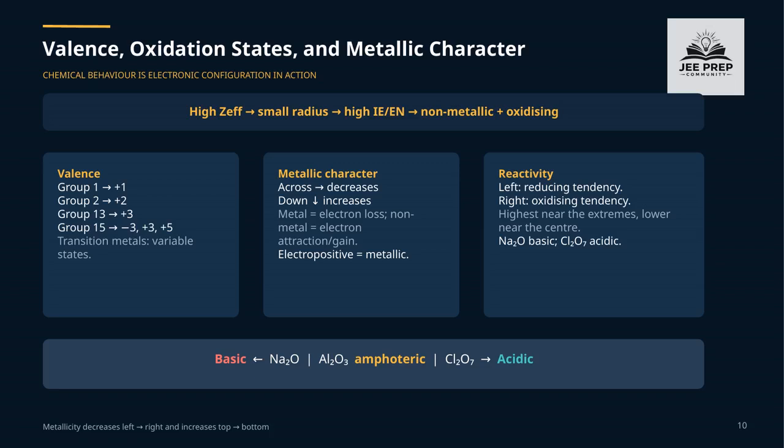Both are isoelectronic with 10 electrons. Aluminium has 13 protons, magnesium 12, so Al3+ is smaller. The pattern is always the same. Same electrons, higher nuclear charge, smaller radius.